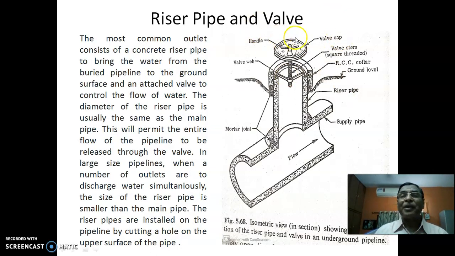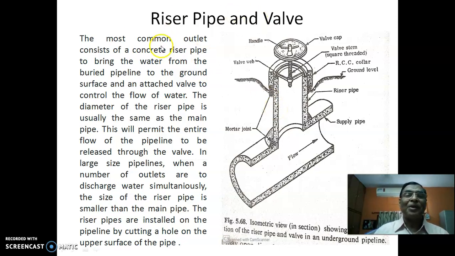So this is a riser pipe and valve. Wherever you want to draw the water from the underground pipeline, this is the one instrument. You will draw the water to the surface of the ground. So this is underground flow, and through this pipe arrangement it will rise, and there will be a valve. You can simply unscrew that valve and then water will appear.